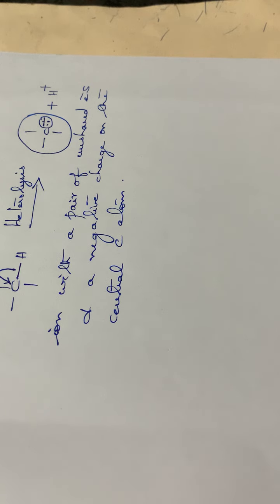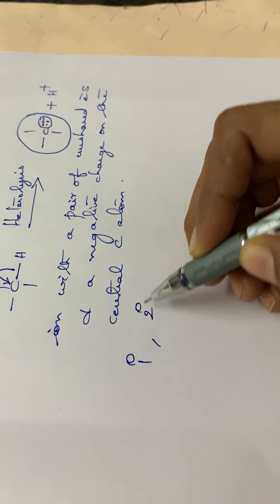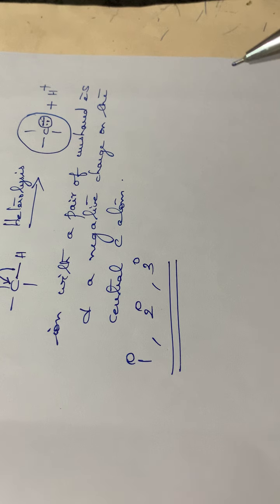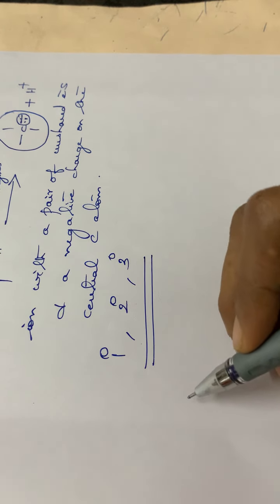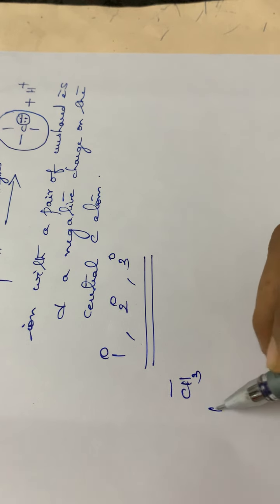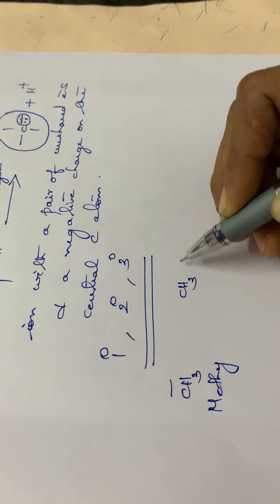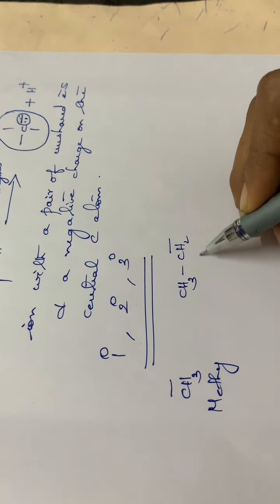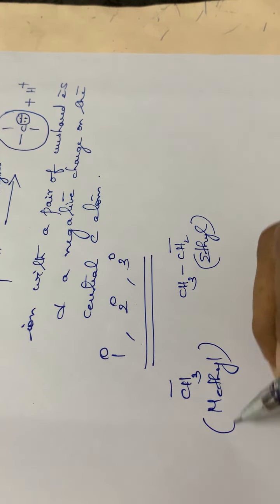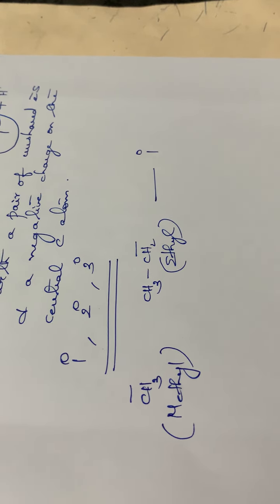carbanions are also classified into three categories: primary carbanion, secondary carbanion and tertiary carbanion. For example, for primary carbanion, that is methyl carbanion, CH3 minus. Then ethyl carbanion, CH3 CH2 minus. This is another primary carbanion. Both are primary carbanions.